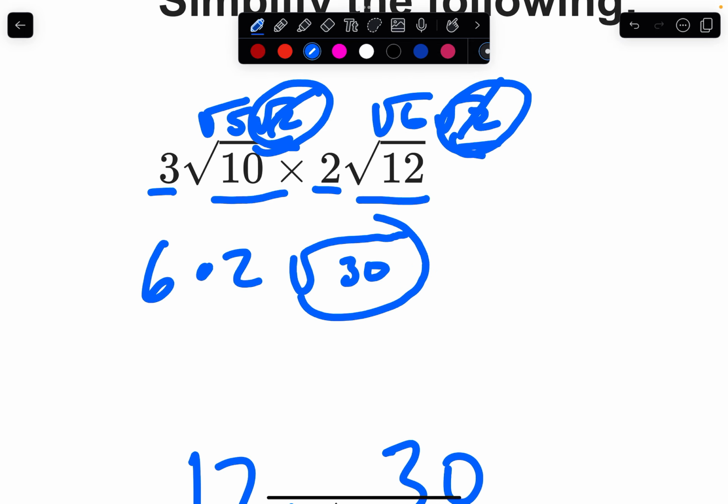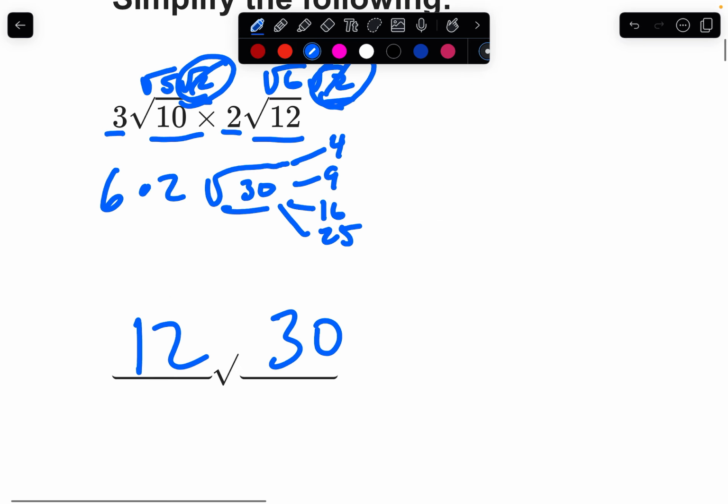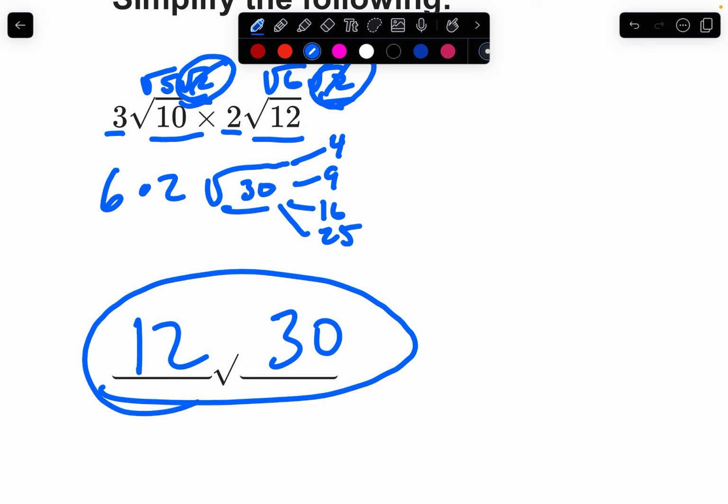Remember, we always check this number here. Are there any more perfect square factors? What are the perfect squares? I'm not going to do this every time, but you list the perfect squares. Do any of these numbers go into 30? The answer is no. So we know that that is complete. So the answer would be 6 times 2 is 12, and we leave it as root 30.